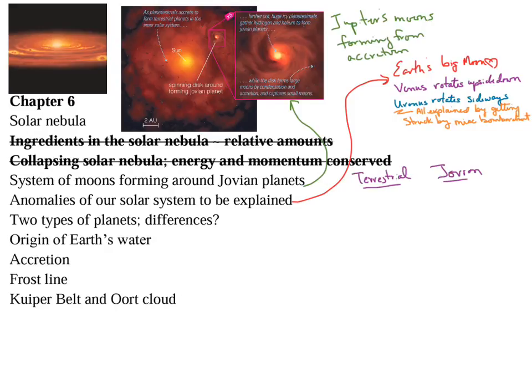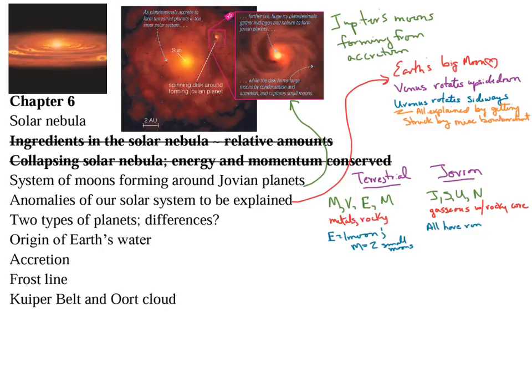You're going to want to be able to list out the two types of planets, the terrestrial planets and the Jovian planets. Here in green, I've also gone ahead and put the planets in order. You're going to want to know the planets in order. So, of course, it's Mercury, Venus, Earth, Mars, Jupiter, Saturn, Uranus, Neptune.